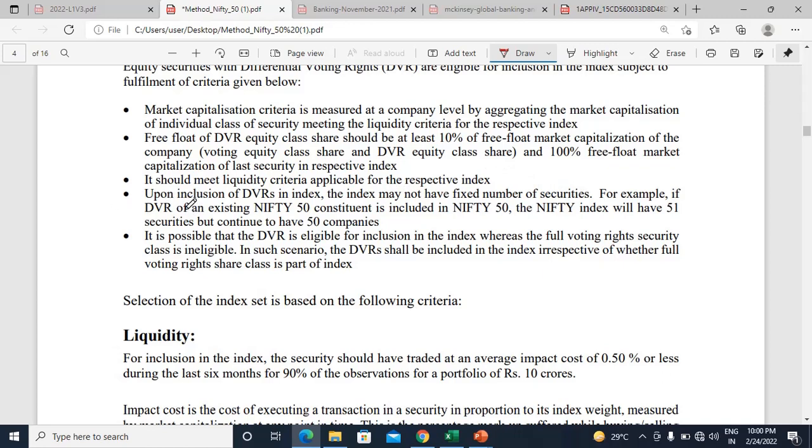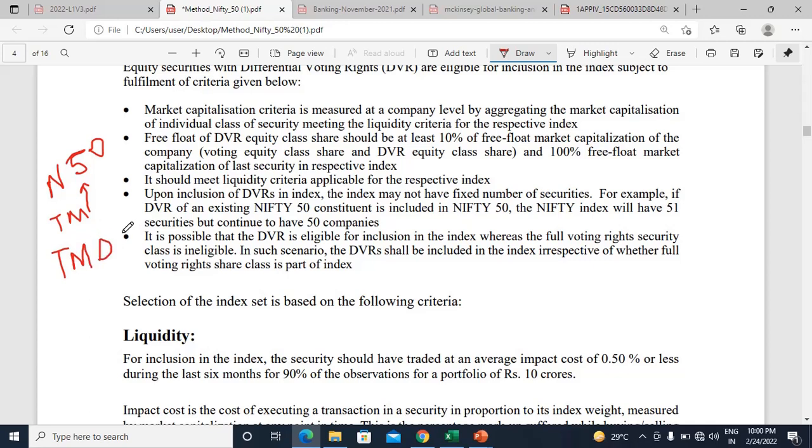For example, if Tata Motors DVR of an existing Nifty 50 constituent is included in Nifty 50, so let's say normal shares of Tata Motors are a part of Nifty 50. What it is saying is that in spite of the normal shares being a part of Nifty 50, this Tata Motors DVR can also become a part of Nifty 50. But in that case, Nifty index will have 51 securities but continue to have 50 companies. So if Tata Motors DVR also becomes eligible to become a part of Nifty 50, then Nifty 50's constituents will have 51 securities but will continue to have 50 companies, because these two are not actually different companies.